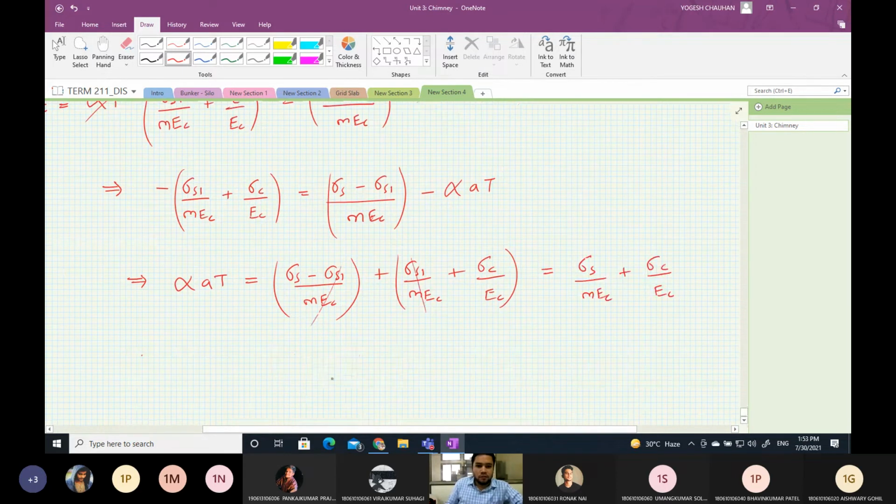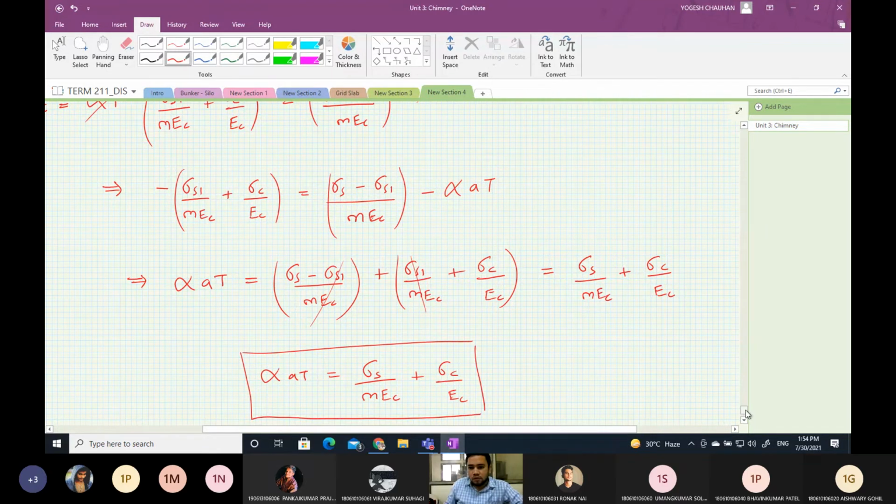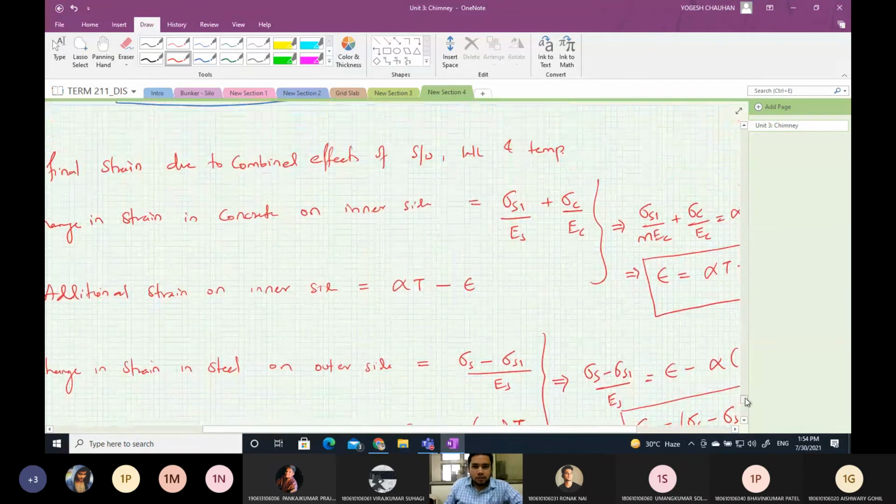So this is alpha t equal to sigma s by m times Ec plus sigma c by Ec. This is what we get. Let us just check it. This is sigma s by Es plus sigma c by Ec, that is correct.